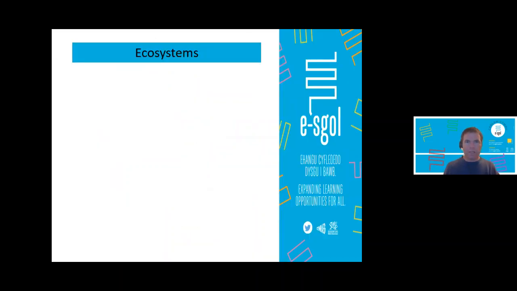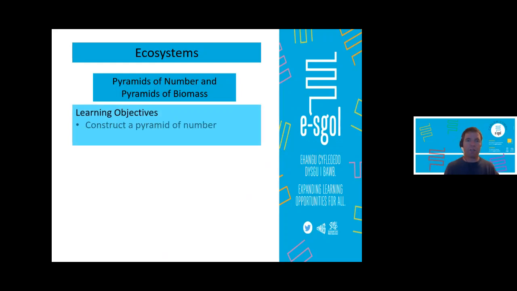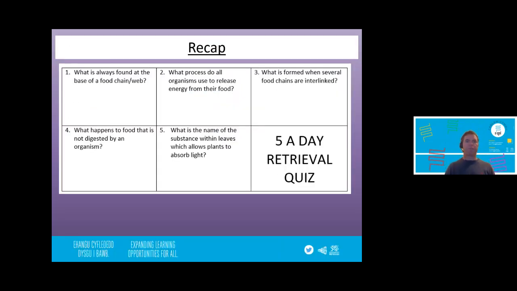Right, we've done food chains and food webs. Now the next step is to look at pyramids of number and pyramids of biomass. So today we're going to look at the very basic stuff of how we construct a pyramid of number and how we construct a pyramid of biomass. Now, let's see, where are we? Let's do a little recap first of all.